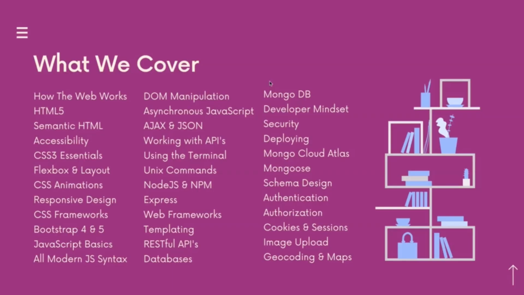I introduce the terminal and different Unix commands. We talk about Node a lot, about Node and NPM. We work with a web framework called Express and we start building servers and full web apps. We talk about templating and building RESTful APIs, routing, databases. We talk a bit about SQL versus NoSQL databases. We focus on MongoDB. We cover common security issues, cross-site scripting, SQL injection. We talk about deploying applications and working with cloud databases.